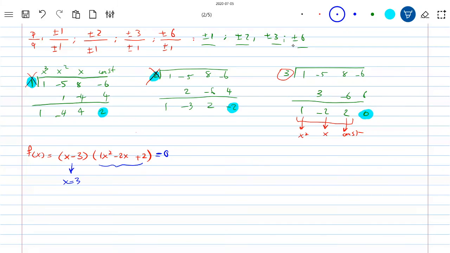What is the other solution? The other solution is coming from x squared minus 2x plus 2 equal to 0. And I will figure it out just by using the quadratic formula or factoring. In this case, I'm not sure if you can factor. So use the quadratic formula.